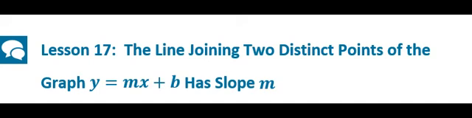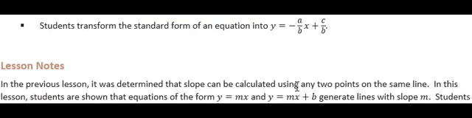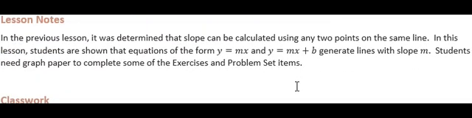In the previous lesson, we determined that slope was calculated by using any same 2 points on the same line. In this lesson, you're going to be shown some equations in the form y equals mx and y equals mx plus b, and they're going to generate lines, and we're going to call their slope m. Remember, we use m for the variable slope. You're going to need some graph paper to complete the exercises and problem sets below. Give me a 3 if you need graph paper.